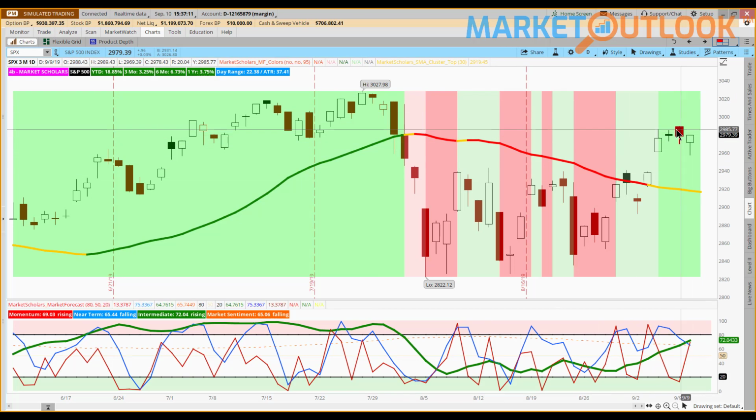But right now it's starting to look a little bit stressed up there, despite that bullish posture that the market forecast intermediate line is still telling us that we have. Do note that the market sentiment line continues to fall. We're at 65 and falling right there.